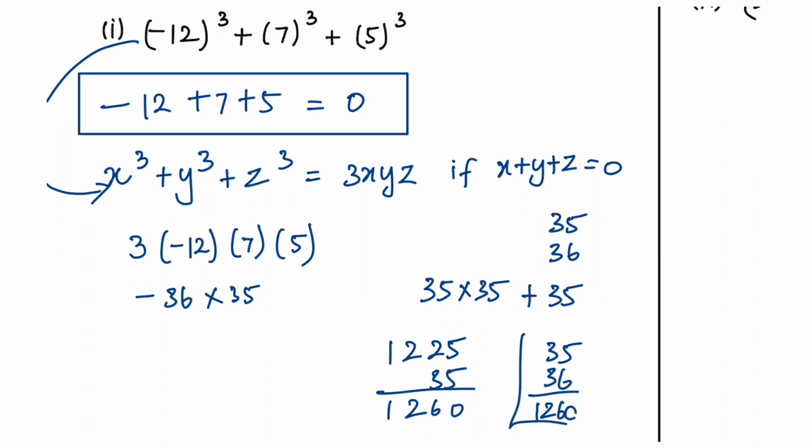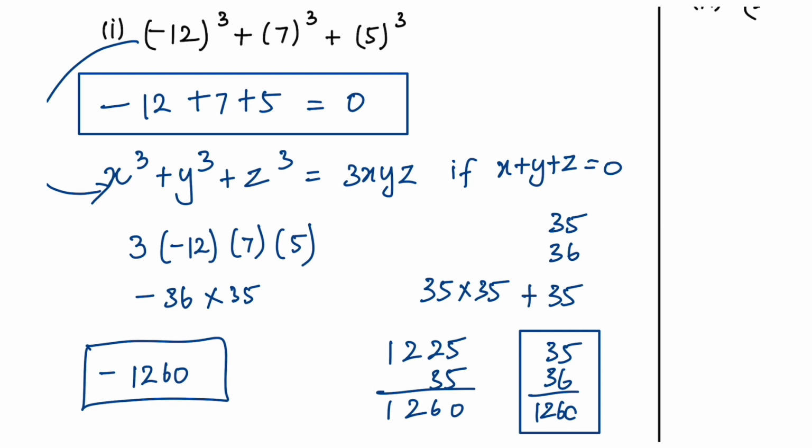If you don't want to do this fancy step, you can just straight away multiply 35 by 36. That would be simpler for you, but this would be much faster. 35 times 36 is basically 35 times 35 plus 35, right? So that is what we have done here. So the answer is going to be minus 1260. That is the answer to this question. You can just straight away use the 35 into 36 multiplication, it's no big deal, but this is a trick and it's significantly faster.